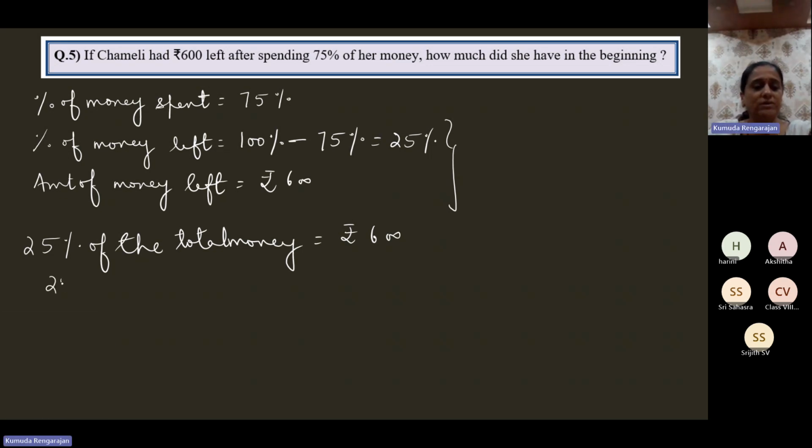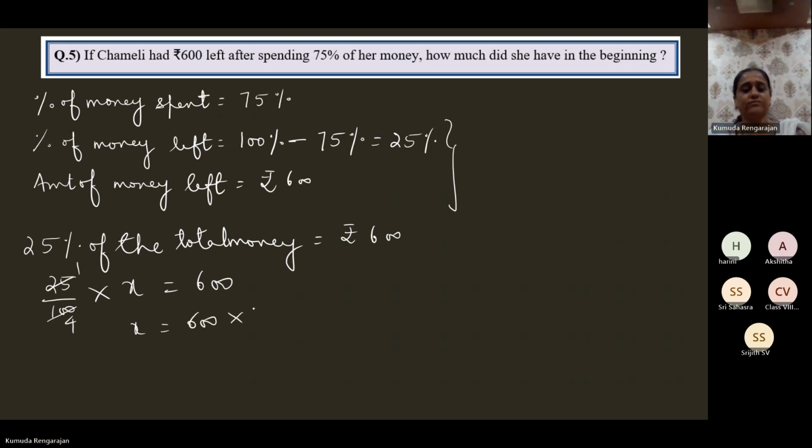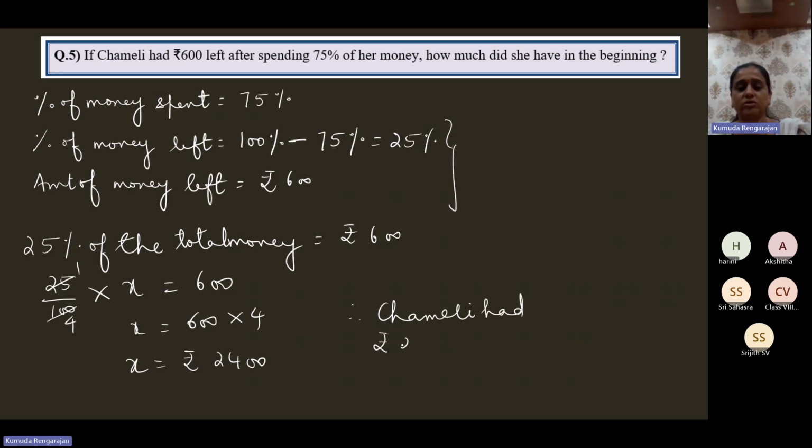So 25% means 25 by 100. Of means into. Total money, let it be X, is equal to 600. 25 ones are 25, fours are. So X is equal to 600 into 4. X is equal to rupees 2,400. Therefore, Chameli had rupees 2,400 in the beginning.